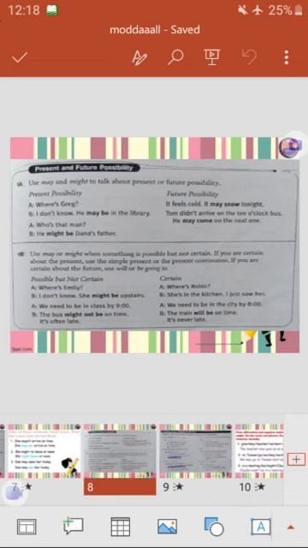Let's see. Possible but not certain. Where is Emily? I don't know. She might be upstairs. Here I'm not sure where she is, so I'm going to use might be.